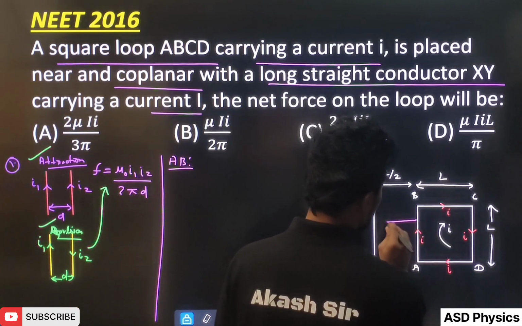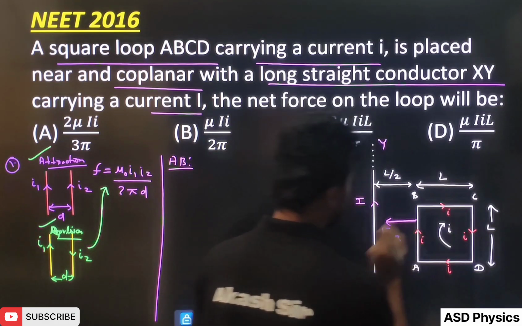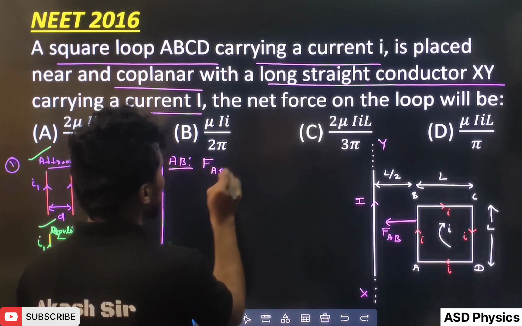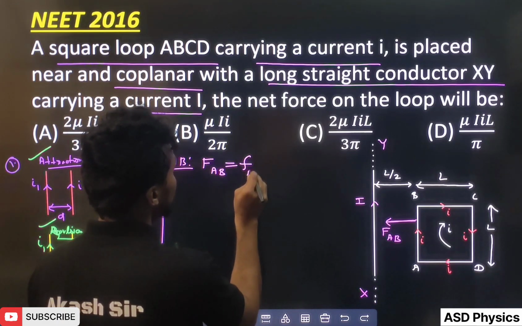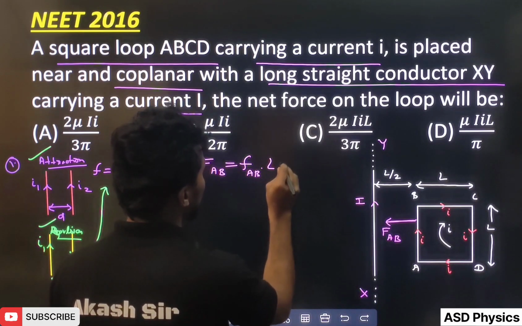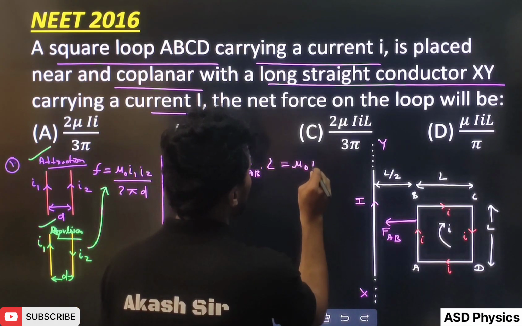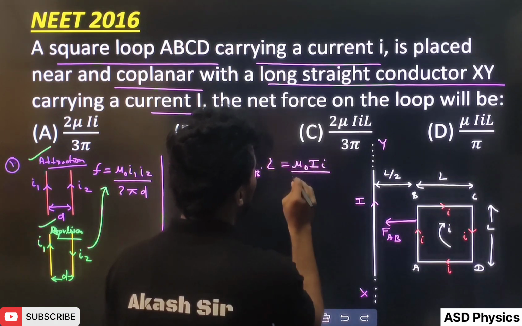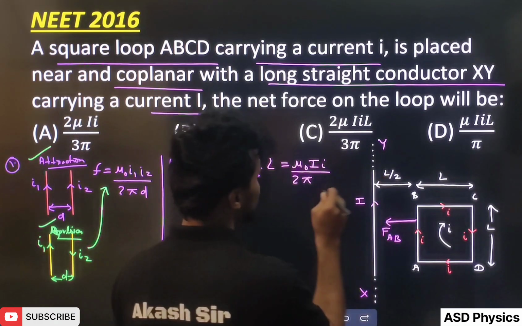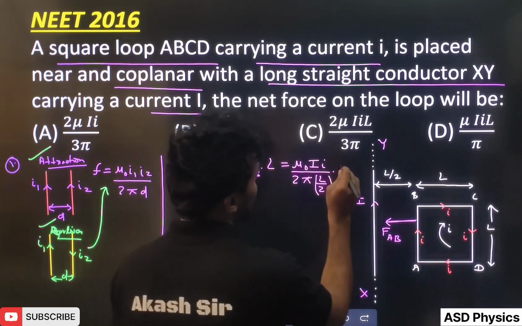I have taken this force as force AB, the force on conductor AB. That means force per unit length into the length of the conductor, which is L. Which formula will form here? Mu naught capital I small I by 2 pi, and the distance between the conductors is how much? Just guess please: L by 2. And the length is L.